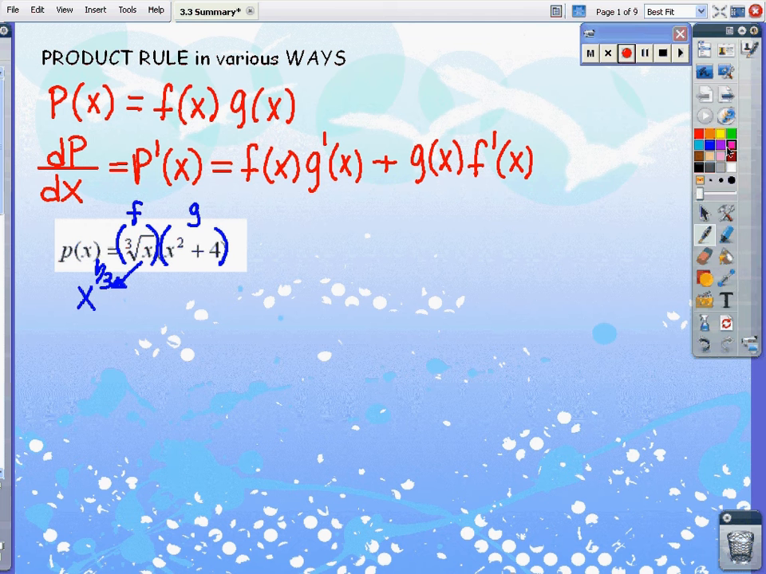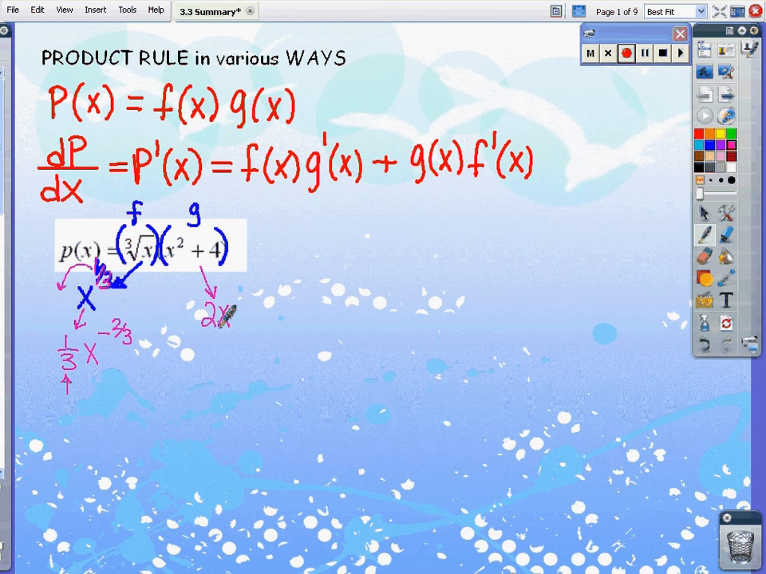The derivative of x to the 1/3 is 1/3 x to the negative 2/3. How did I do that? I did a power rule. The power was 1/3. I bring that down to the front. That's here. And then the power of 1/3, I'm going to subtract 1. So 1/3 minus 3/3 makes negative 2/3. The derivative of the second term is just 2x plus 0. Constant 4, the derivative of 4 is 0.